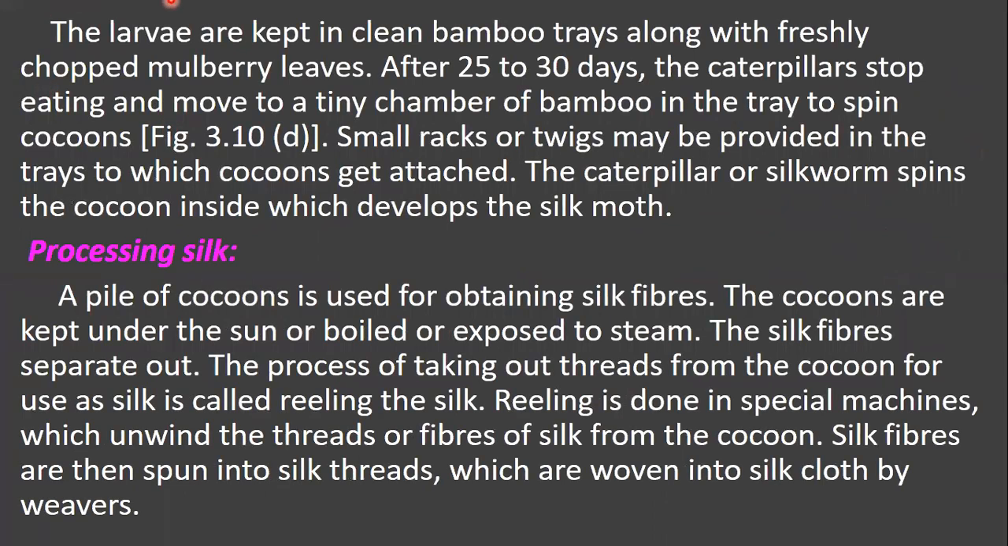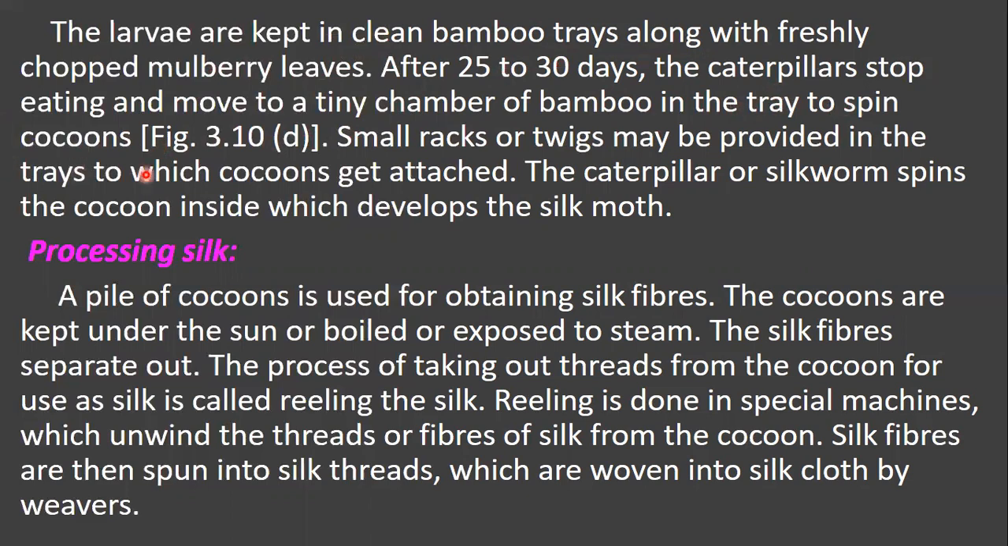Next, the larvae are kept in clean bamboo trays along with freshly chopped mulberry leaves. After 25 to 30 days, the caterpillars stop eating and move to a tiny chamber of bamboo in the tray to spin the cocoons.